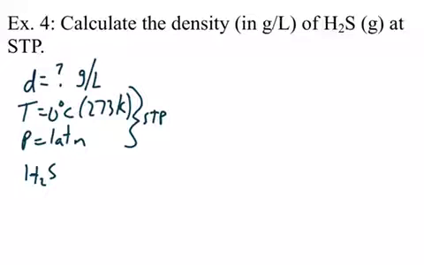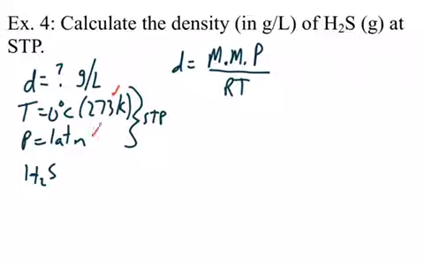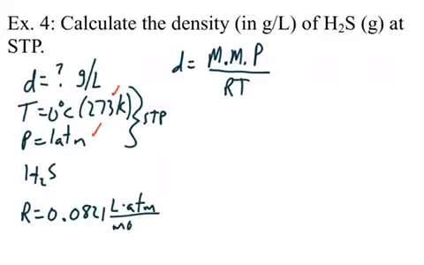You see, one of the equations that you have is that density is equal to molar mass times pressure over RT. And if you look carefully, we have the temperature down here. We have the pressure. R is a constant. What we don't have, and I'll put R down here as the constant, is the molar mass, but we can find it. Using the periodic table, let's find what H2S is.